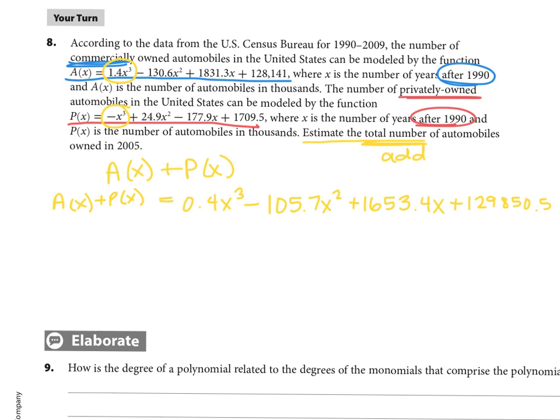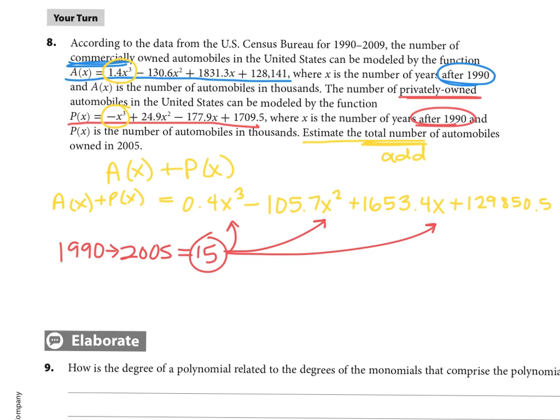So this is the function. What we just wrote down is the function of this general problem. And then they're asking specifically to estimate the total number of automobiles owned in 2005. Now remember, they're starting at 1990. So from 1990 to 2005, that whole span is going to be 15 years. So 15 is the number that we're trying to evaluate. That's what we're going to plug in for all of these x values.